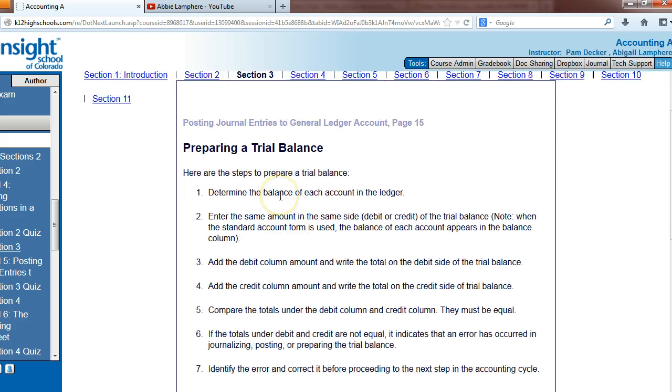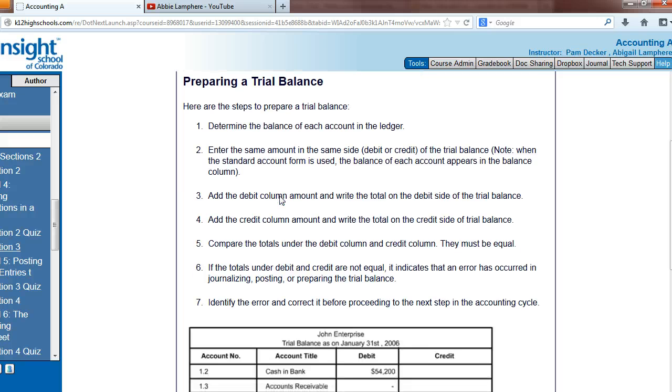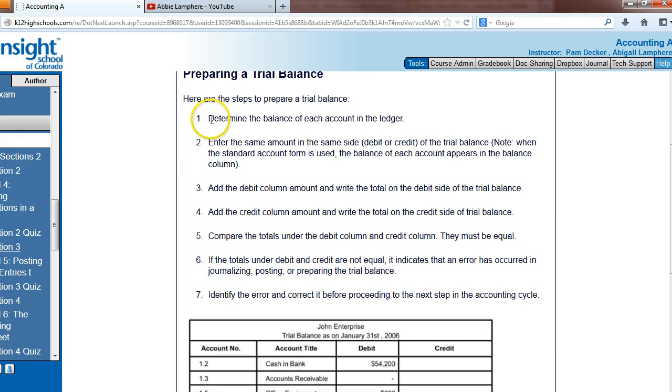Okay, so preparing a trial balance gives you the steps on how to prepare a trial balance. First, you're going to determine the balance of each account in the ledger. So as we're filling out the ledgers for each account, we're going to get the total balance. Enter the same amount in the same side, so whether it was a debit or credit, we're going to copy that over into the trial balance. Here's a note: when the standard account form is used, the balance of each account appears in the balance column.